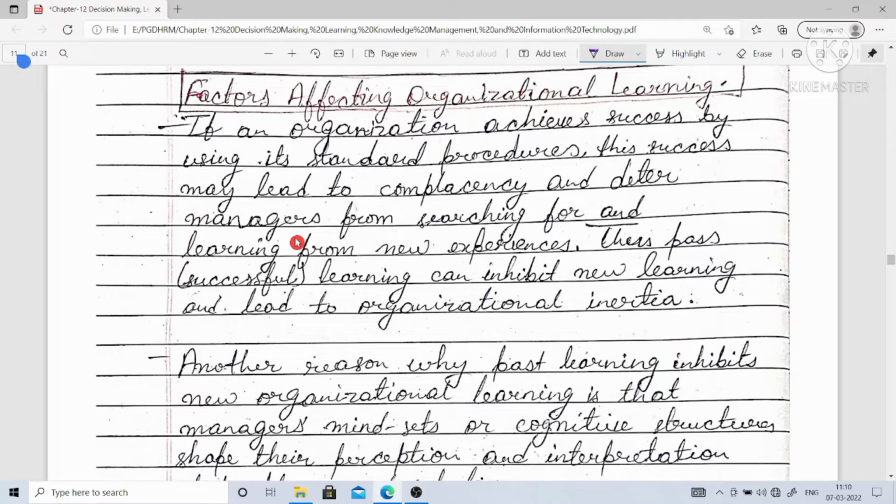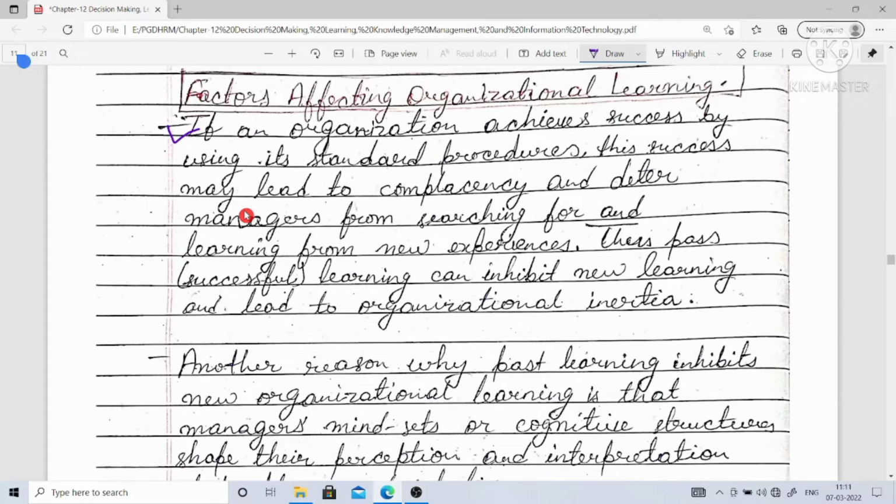If an organization achieves success by using its standard procedures, this success may lead to complacency and deter managers from searching for and learning from new experiences. If the environment changes in the future, the organization will hesitate to change itself, because it thinks that whatever standard procedures it used in the past were better at that time and are better now. So organizations hesitate to change because the future is uncertain.